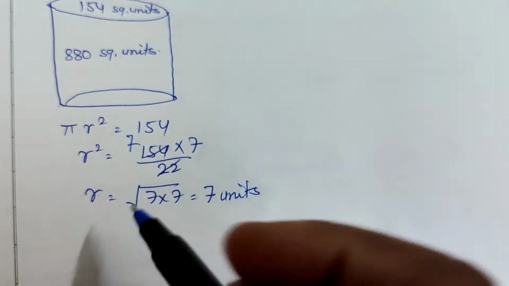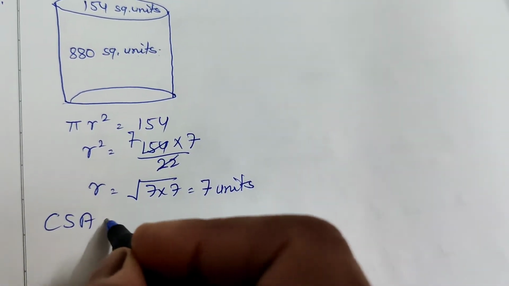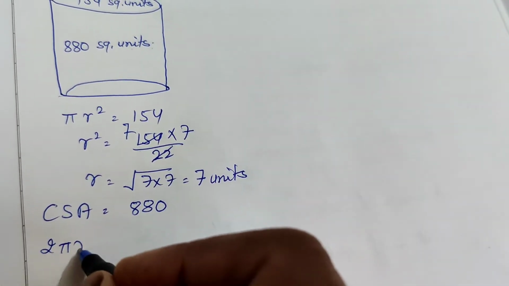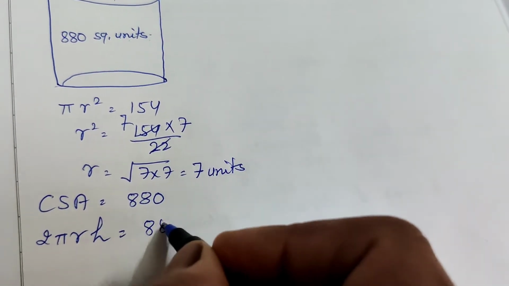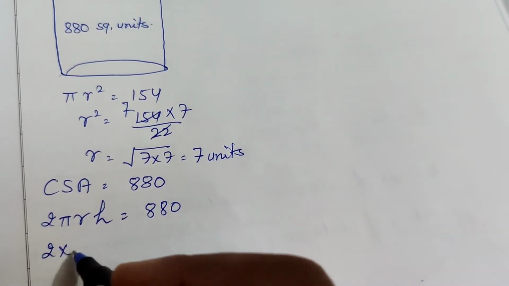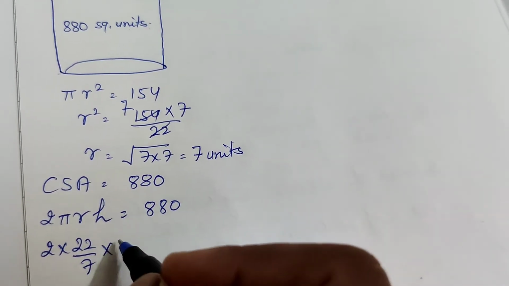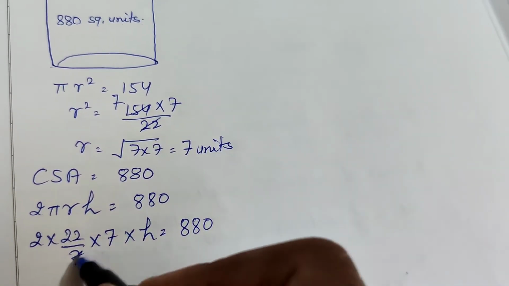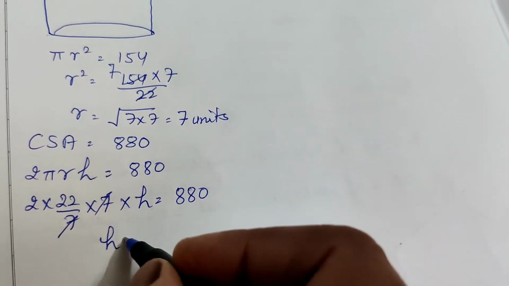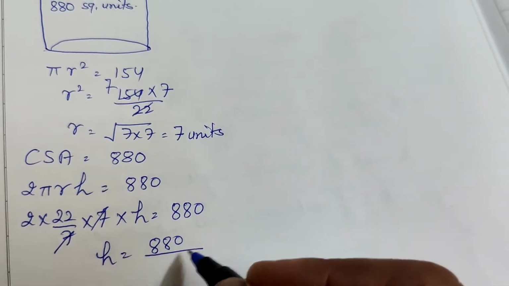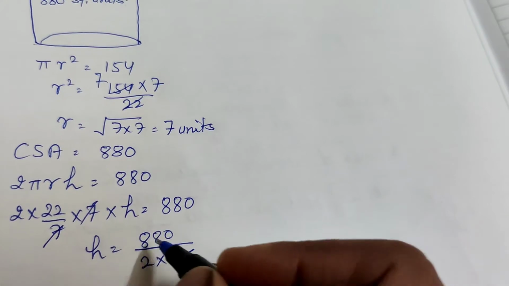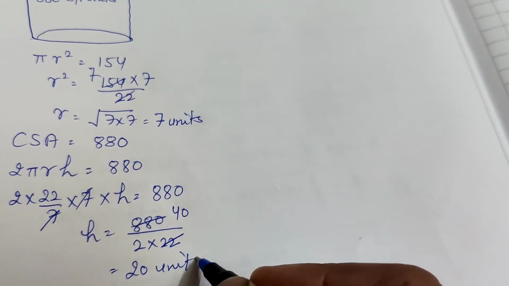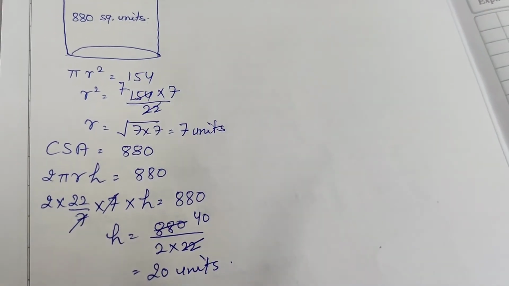And the height: 880 square units is the curved surface area. It means CSA equals 880 square units. The formula of CSA is 2 pi r h equals 880. Now put the values. Pi is 22 by 7, radius is 7, into height equals 880. 7 cancels, and height equals 880 divided by 2 into 22. 22 will cancel, giving 40. It means it is 20 units. So the height is 20 units and the radius is 7 units.